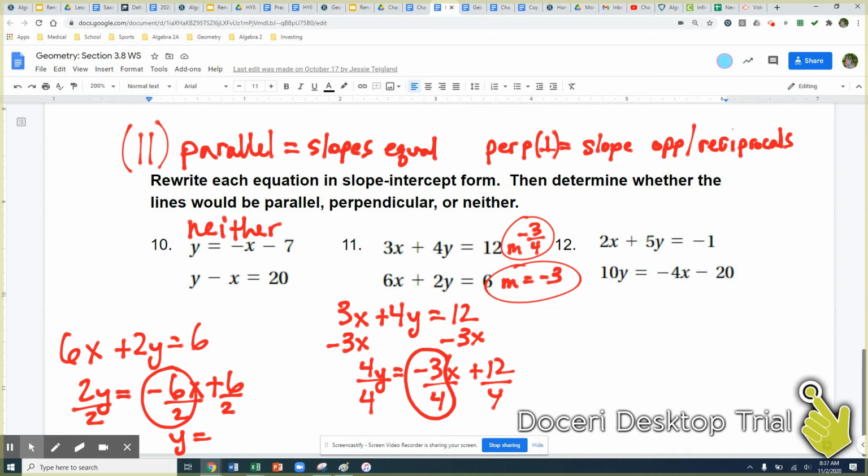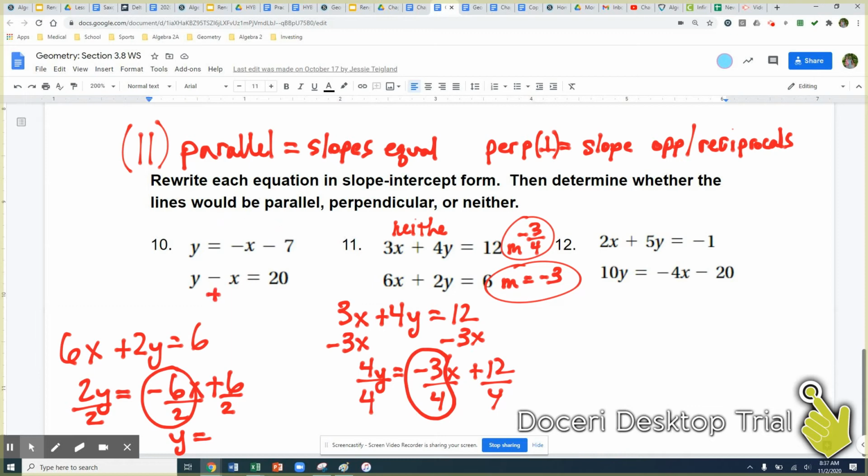No, definitely not the same slope. Are they opposite reciprocal slopes? No, because they're both negative, plus they're not reciprocals, 3/4 and 3. So this one would be neither. So that one is neither as well. And I screwed up by just realizing that that was the one that was neither. I thought 10 was 10.